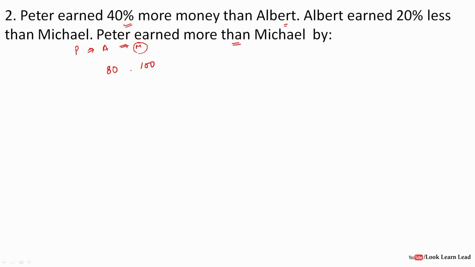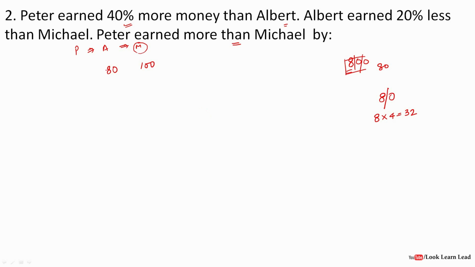Okay, and Peter earned 40% more than Albert. So we have to add 80 plus 40% of 80. So what would be the 40% of 80? See, suppose I have to calculate the 40% of 800, then 10% would be 80, 1% would be 8. But in our question it is 80. So 10% would be 8, and 40% would be 8 into 4, which would be equal to 32.